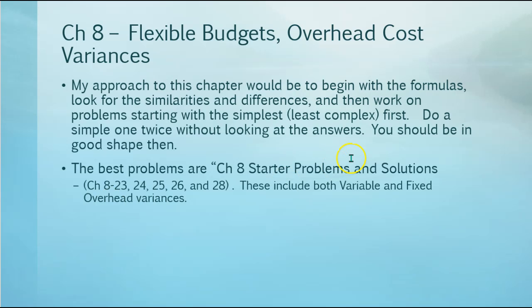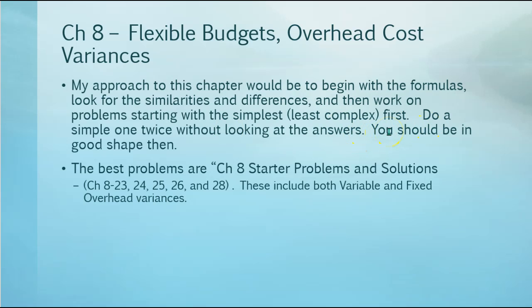Now, chapter 8 is the difficult chapter, and my approach would be to begin with the formulas and look for the similarities and differences between them, like even that flexible budget variance to go from level 2 to level 3. Level 2 still includes the static budget. Level 3 is just looking at the difference between the actual and the flexible. You might not have realized that before. So take a look at these variances and then do a simple one twice without looking at the answers. Start with the simple problems that get those formulas in your head, so you can see where they belong, the least complex ones.